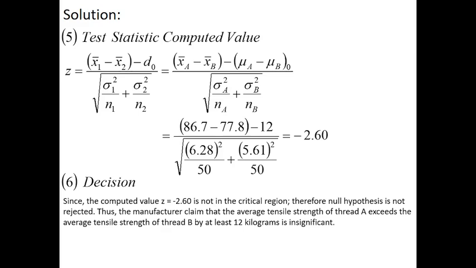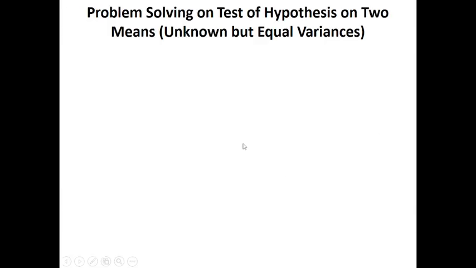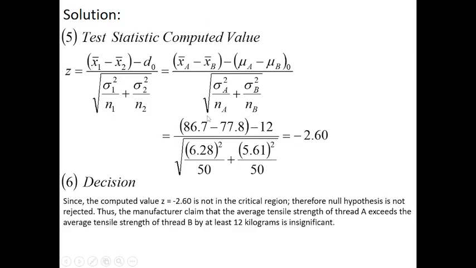That is the claim of the manufacturer, but actually 8.9, the difference of 86.7 and 77.8, is actually less than 12 and not greater than. It does not exceed. That's why we arrive at this conclusion.